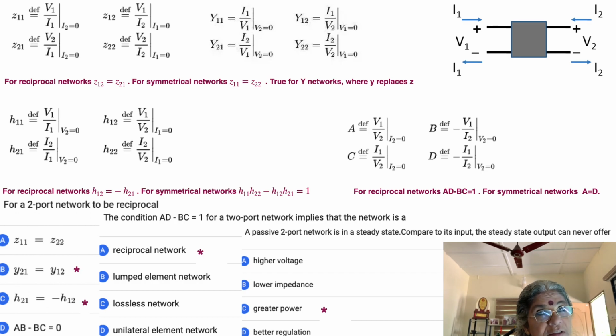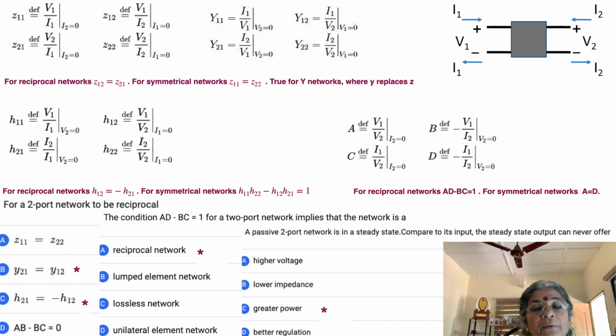Similarly, for symmetrical networks, you look at it from this side, you look at it from the other side, there is symmetry. In that case, for H parameters, it happens to be H11 H22 minus H12 H21 is equal to 1. Similarly, for reciprocal networks, both for Z parameters as also for Y parameters, Z12 is equal to Z21 or Y12 is equal to Y21.